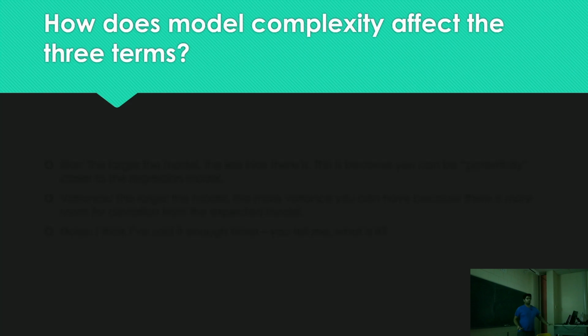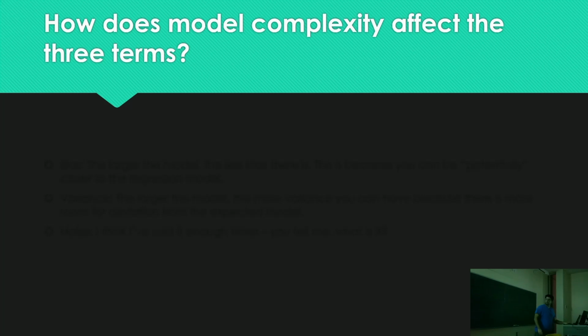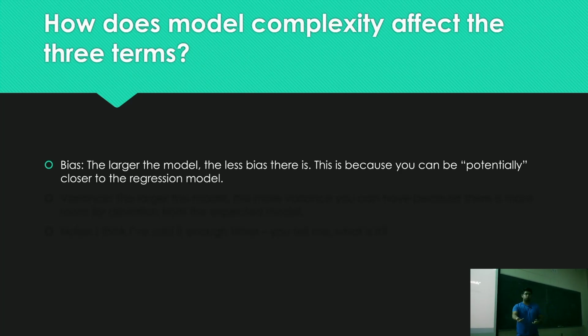So how does model complexity affect these terms? When you're given a data set and training a model, how do you know that you shouldn't just go with a 100-degree polynomial? Or how do you know that you should only go with a 1-degree polynomial? Well, for bias, the larger the model, the less bias there is. This is because you can be potentially closer to the regression model, this ideal function that the points are distributed from. And so the more freedom you give to the model itself, the less bias it should inherently have.